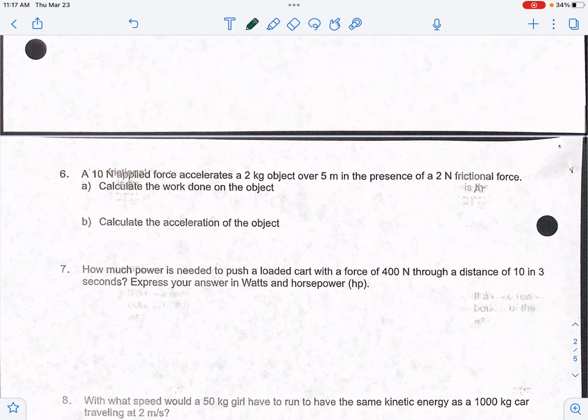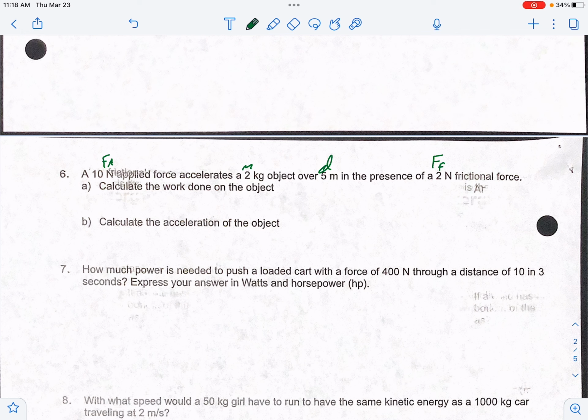Okay, moving on to number 6. It says an applied force accelerates a 2 kilogram object. So you have a mass over 5 meters, so there's your distance. And I actually have a 2 Newton frictional force, so frictional force right here. Calculate the work done on the object.